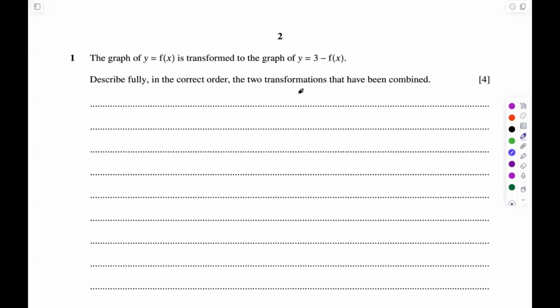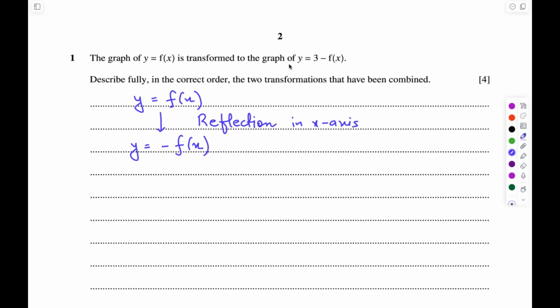In question 1, the graph of y equals f of x is transformed to the graph of y equals 3 minus f of x. We have to describe fully in correct order the two transformations that have been combined. Now, if we have a function y equals f of x and it is now written as minus f of x, it means that there has been a reflection in the x-axis.